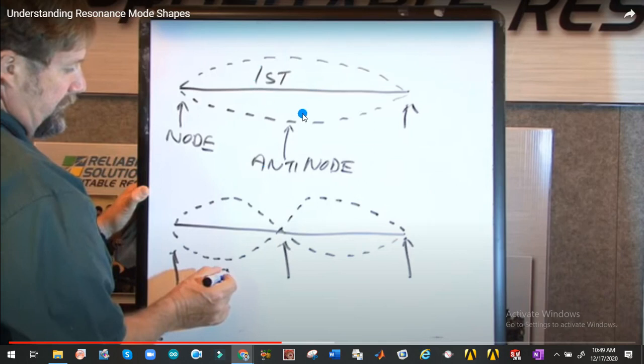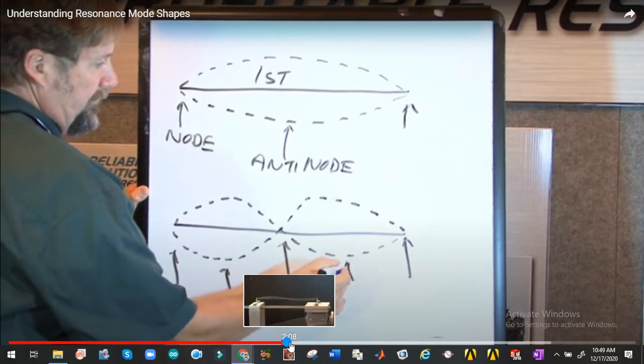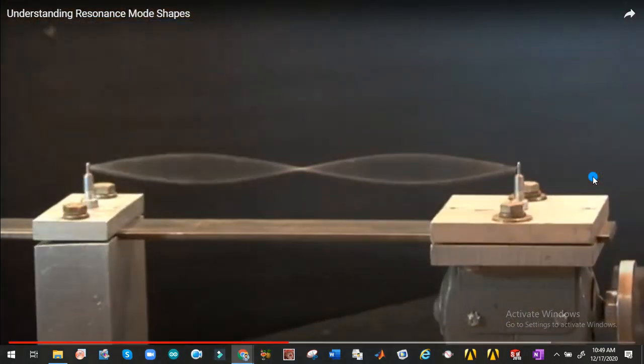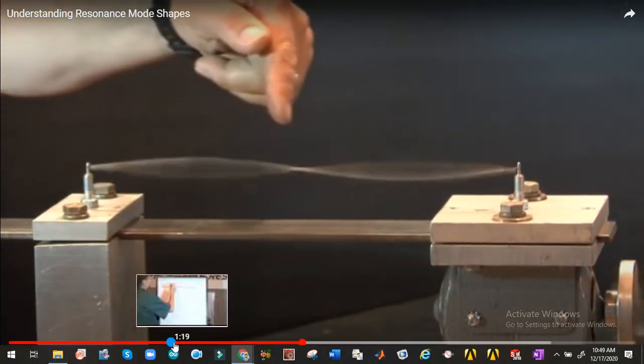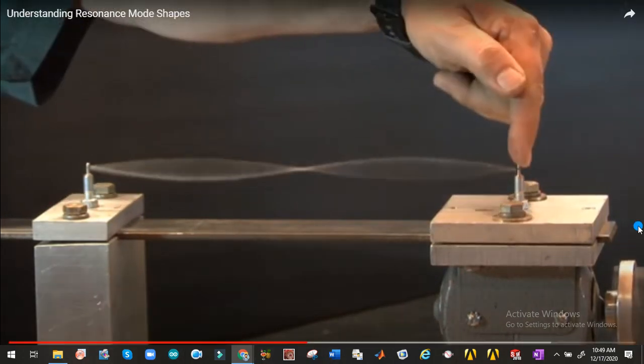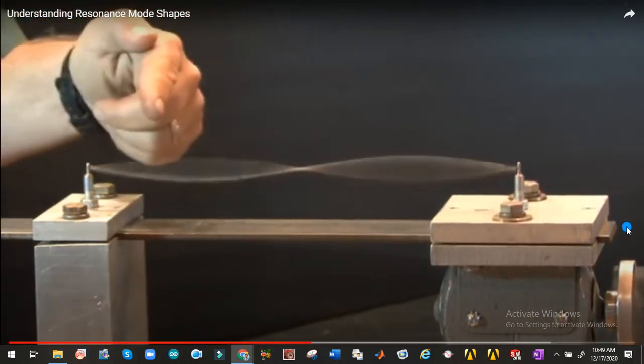So this was your first mode, this is your second mode. In the first mode we have 2 nodes and 1 antinode, and in the case of the second mode we have 3 nodes and 2 antinodes. Here we have a structure resonating at its second critical mode shape. You'll notice that we have 3 nodal points and 2 antinodes.